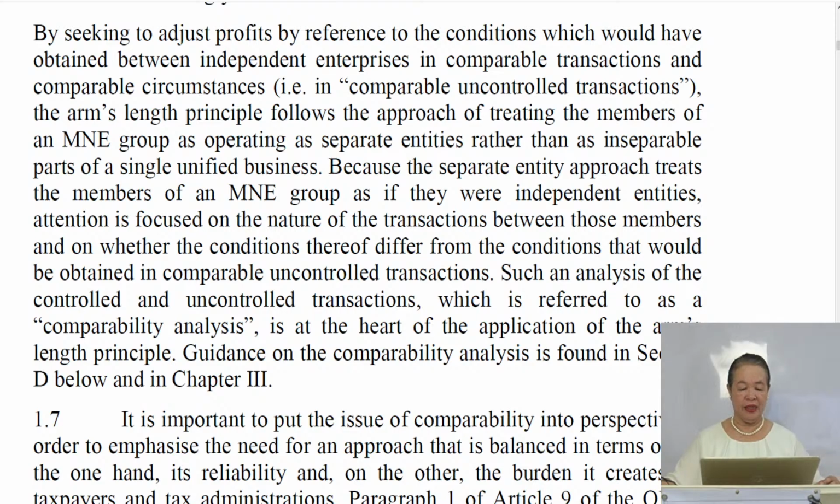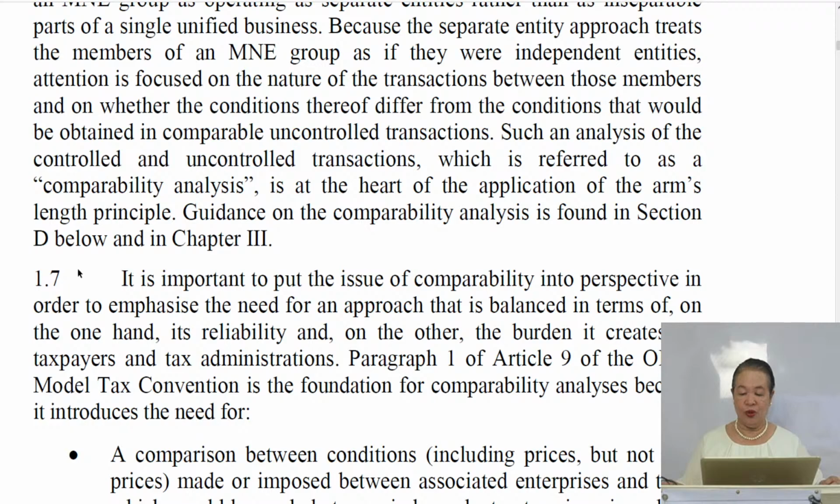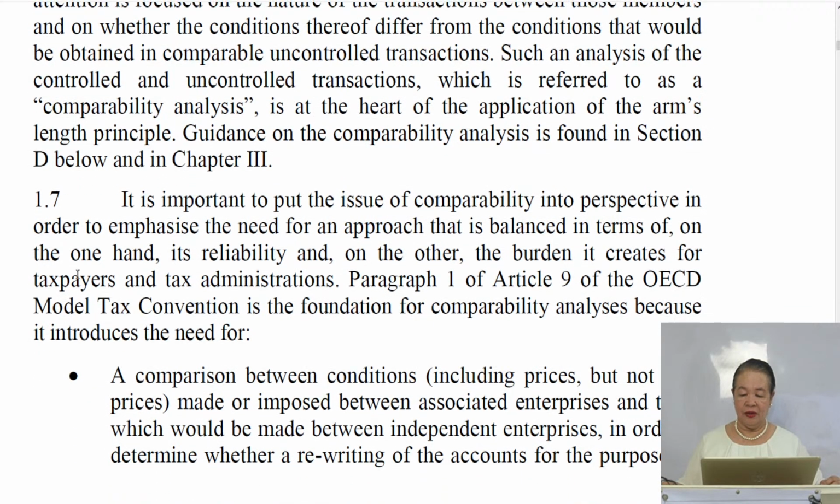Comparability adjustment. So, guidance on the comparability analysis is found in section D and in chapter 3. That is on the comparability analysis. And in the annexes, let us also study the examples there on comparability, on the working capital.